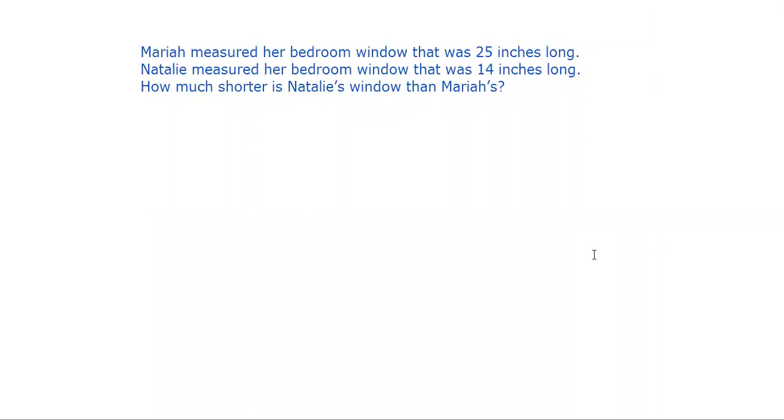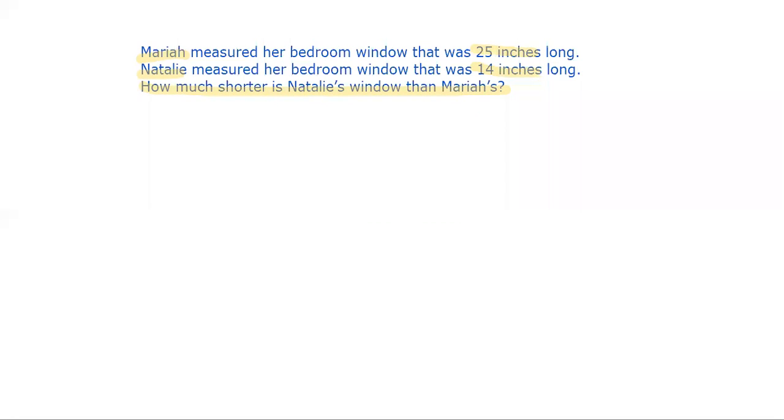So what information do we know in this problem? We know that Mariah's bedroom window is 25 inches long. We know that Natalie's window is 14 inches long. Now, what are we trying to figure out? We're trying to figure out how much shorter is Natalie's window than Mariah's.